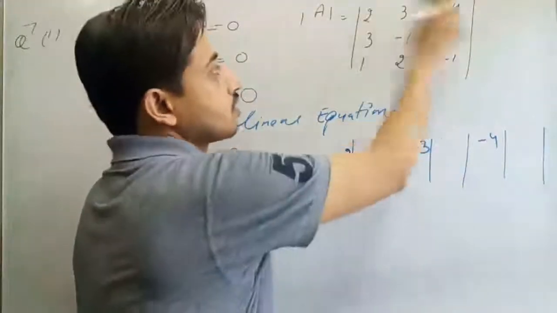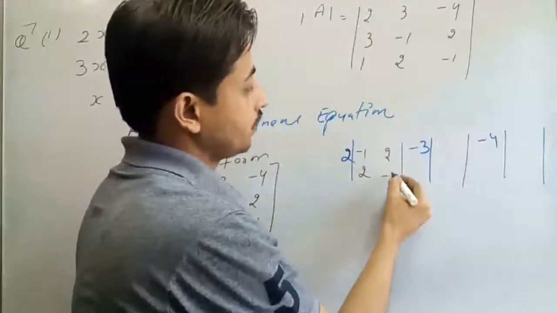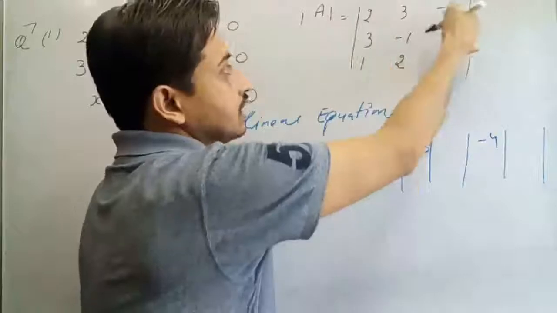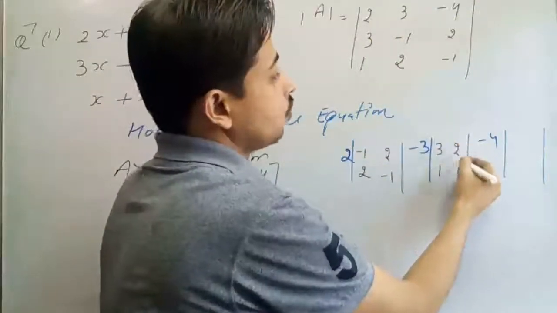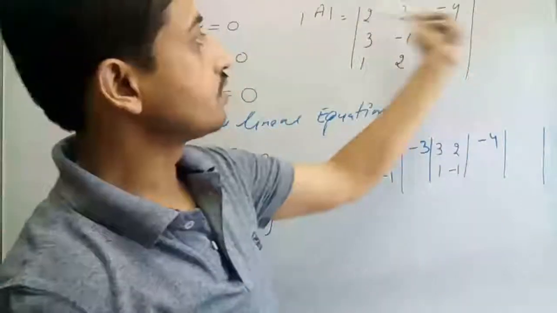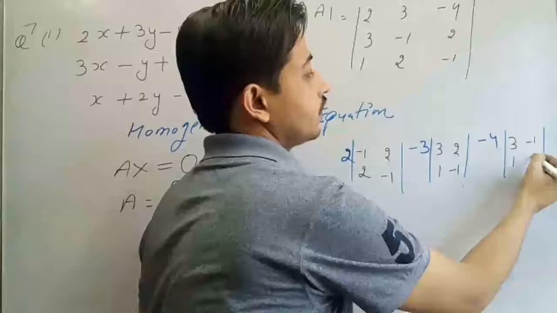If we cut the first row and first column, we get minus 1, 2, 2, minus 1, minus 3. If we cut the second column and first row, we get 3, 1, 2, minus 1. And if we cut the first row and third column, we get 3, 1, minus 1 and 2.